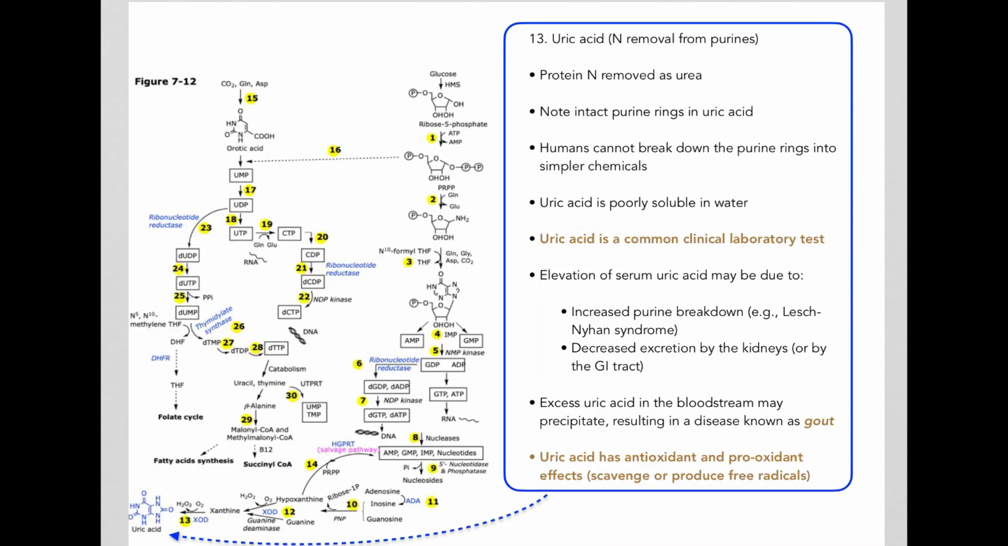Now, the problem with elevation of serum uric acid is that uric acid is already very poorly water soluble, and even slight increases in the uric acid may cause the uric acid to precipitate. And once it precipitates, it can lead to inflammation and even cause kidney stone formation. This condition, where there is excess uric acid which precipitates and leads to inflammation, is called gout. This disease is called gout.